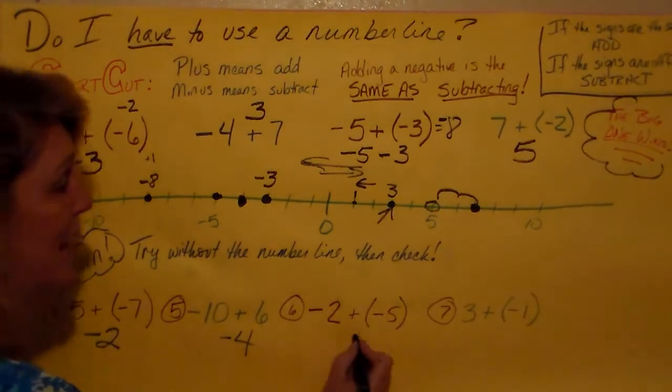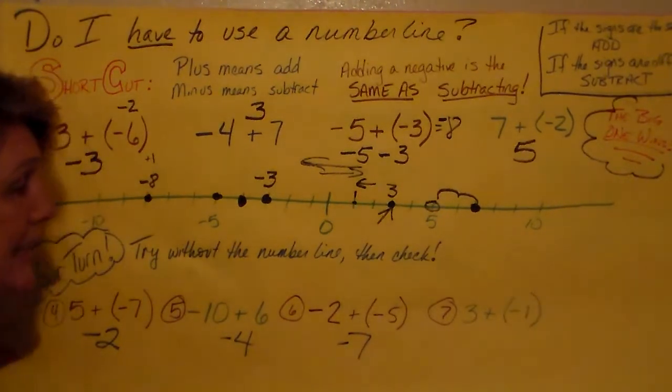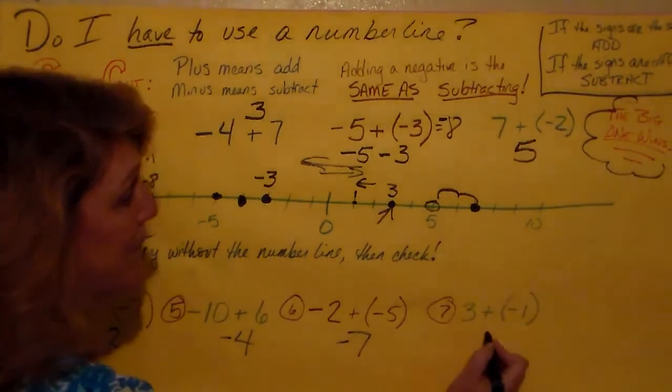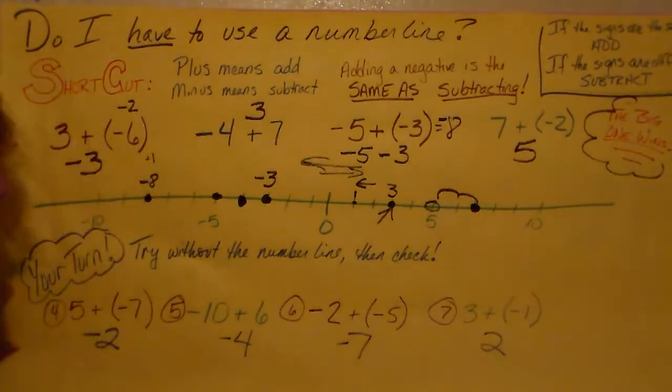These two are the same. I'm going to add. The biggest one is a negative. These two are different. I'm going to subtract. The biggest one's positive. How'd you do?